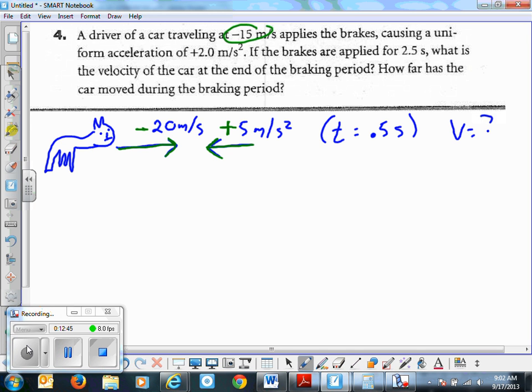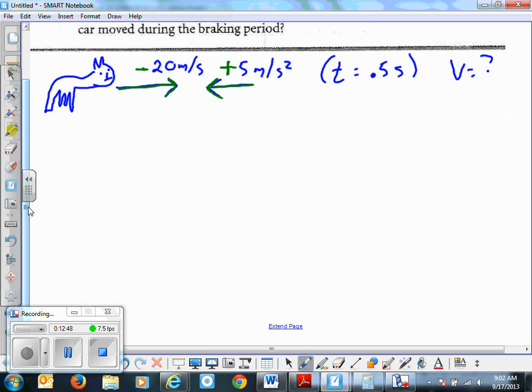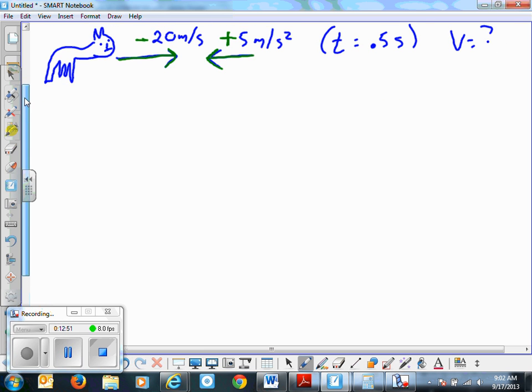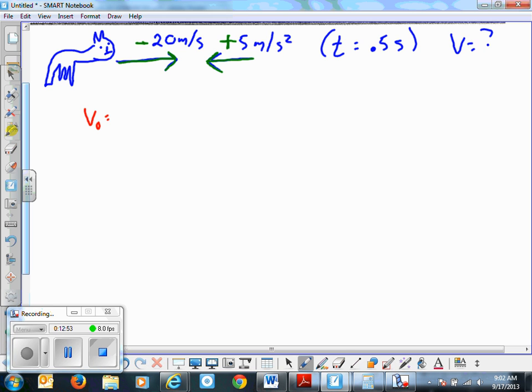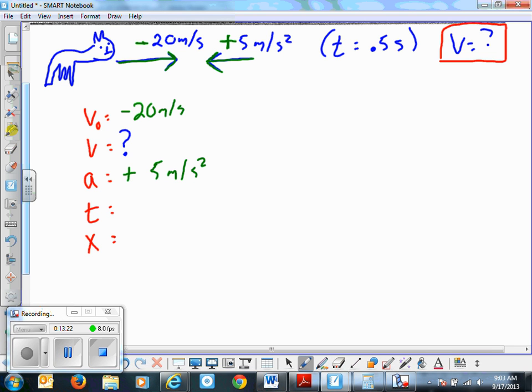We have v sub naught, v, acceleration, time, displacement. Okay, so in this case, we're looking for v here, right? So I'm just going to signify that's the one I'm looking for. My initial velocity in this case is negative 20 meters per second. My acceleration is a positive 5 meters per second squared, and I have time, 0.5 seconds.